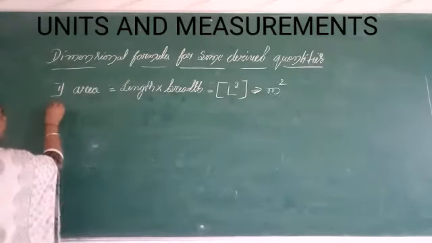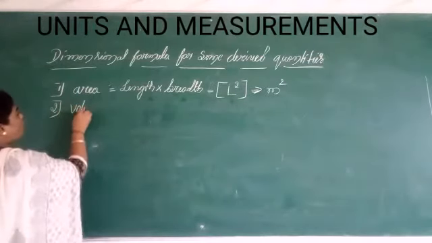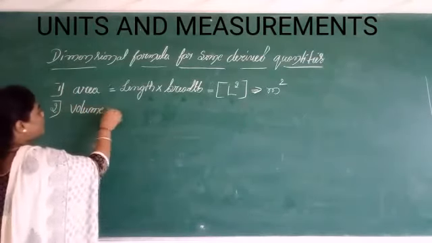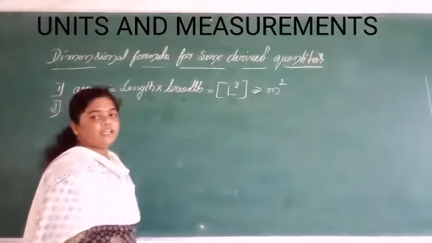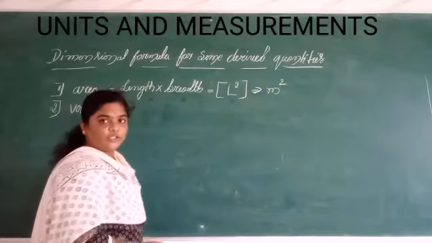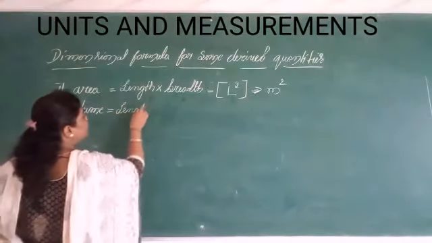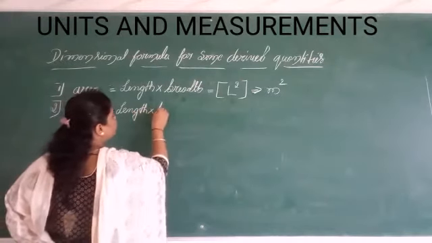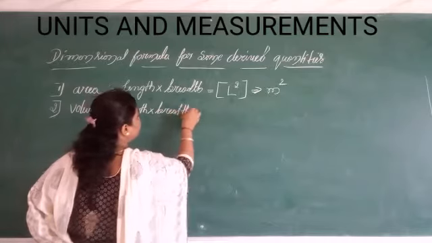Next, see the second derived physical quantity, that is volume. Volume is a derived physical quantity. So volume is length into breadth into height.